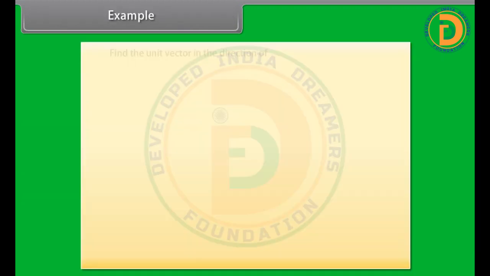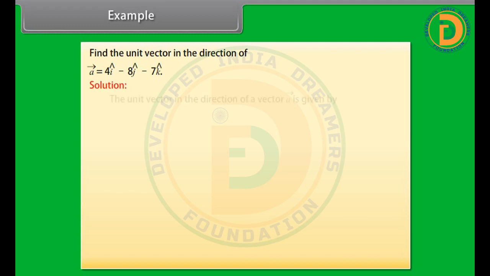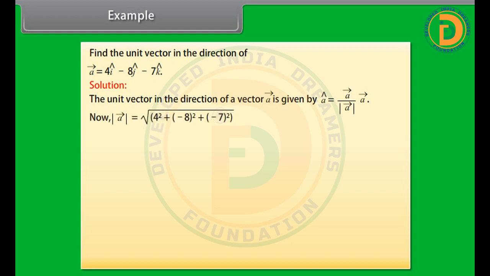Example. Find the unit vector in the direction of vector A equals 4 cap i minus 8 cap j minus 7 cap k. Solution. The unit vector in the direction of vector A is given by cap A equals vector A upon mode of vector A. Now, mode of vector A equals square root of 4 square plus minus 8 square plus minus 7 square equals square root of 16 plus 64 plus 49 equals square root of 129 equals 11.35.